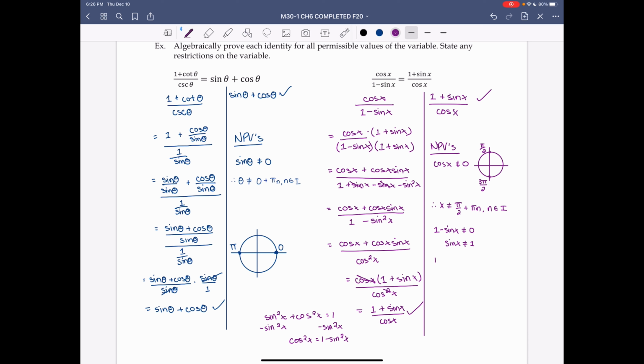And then also on the left, we multiplied by the conjugate of 1 minus sine x. So we had 1 plus sine x as a denominator. That can't equal 0, which means sine x can't equal negative 1. When is sine x equal to negative 1? The y value is negative 1 on the unit circle at 3 pi over 2. That point is also taken care of by this statement for NPVs, from cos x can't equal 0. So we don't need to add any further statements for the NPVs.